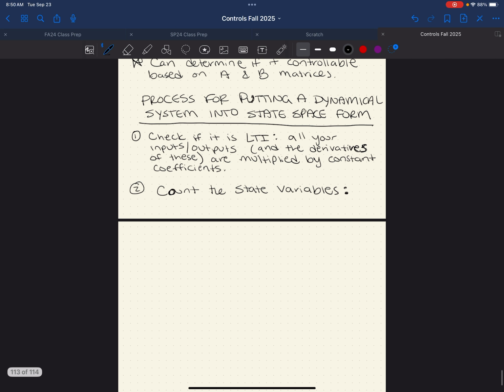So what you'll need to do is find the lowest and highest order derivative of every time varying quantity.